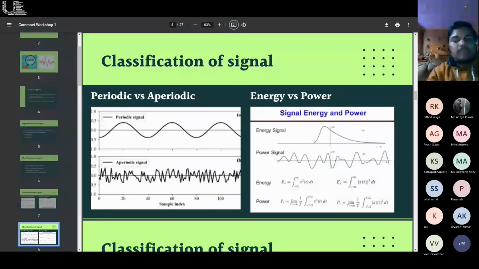So in the case of a signal which has infinite energy, we find its power so that we can define its property. So to define some signals we will use energy, and for some other signals we will use power.